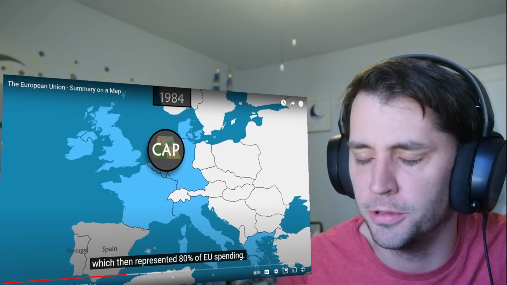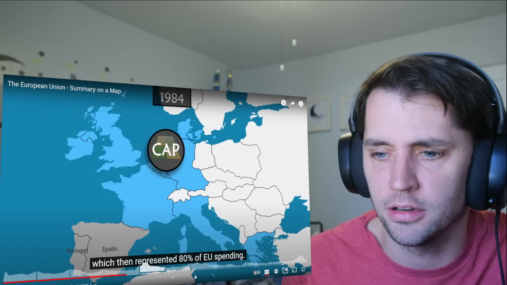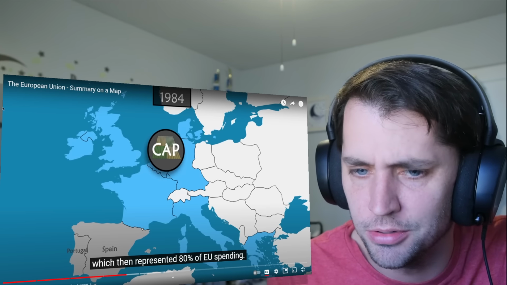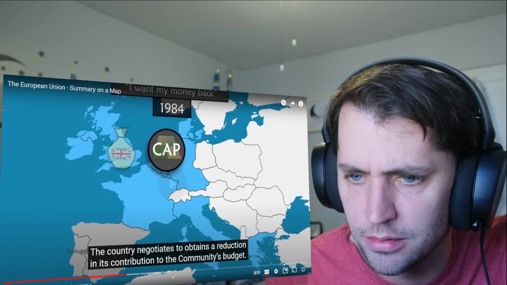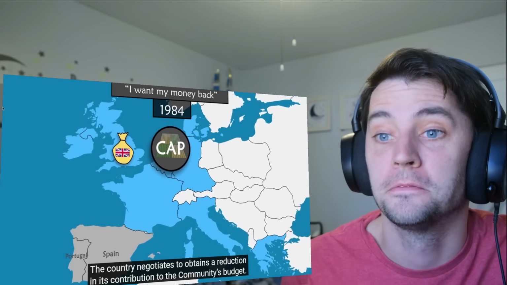So that's where the drama started. They're saying they don't benefit enough from it. They're spending all this money that they're collectively putting together, and the UK is like, we're not getting enough out of this. The country negotiates to obtain a reduction in its contribution to the community's budget.